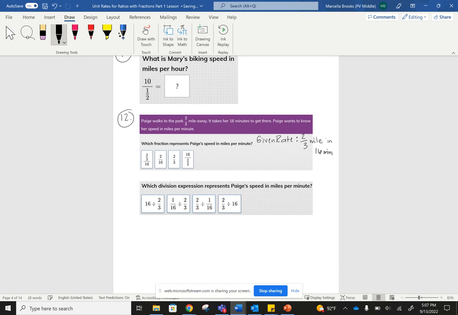All right, so which of those fractions represents Paige's speed in miles per minute? So miles per minute means miles is on top, and minutes are on bottom. So see if you can decide which fraction you would use.